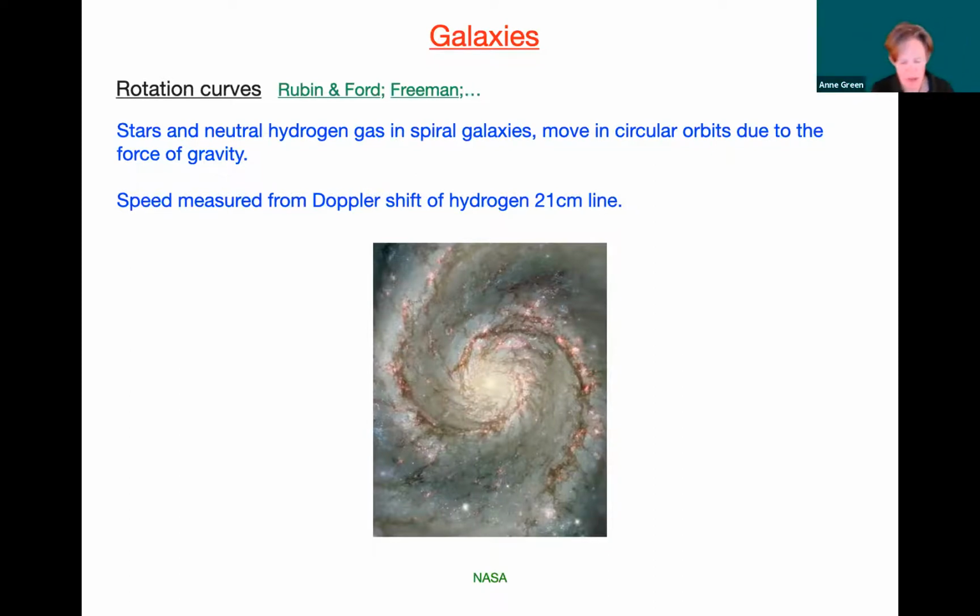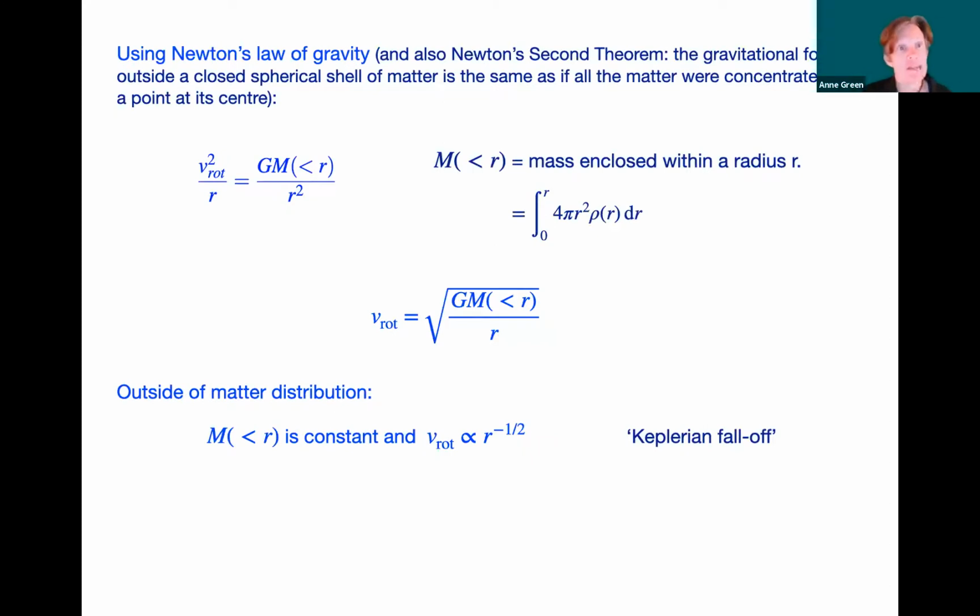So let's look at that in a bit more detail. The key thing here is that because the stars are moving relatively slowly, a couple of 100 kilometers a second in the Milky Way, this is all just Newtonian gravity. There's no GR here. Using Newton's laws of gravity, you can relate the circular acceleration, i.e. the rotation speed squared divided by radius, to the force. And the force is given by the right-hand side of this first expression.